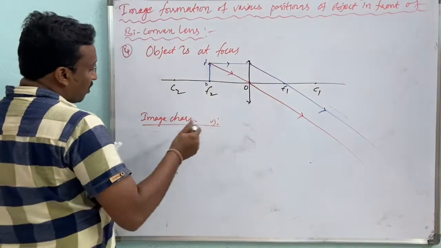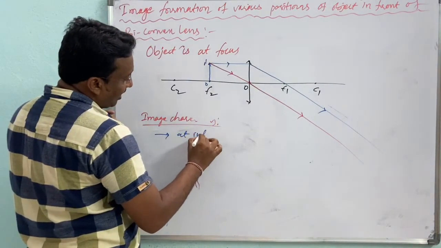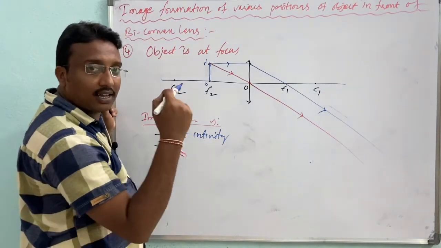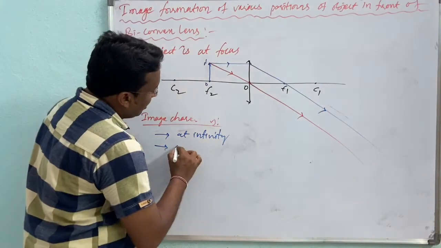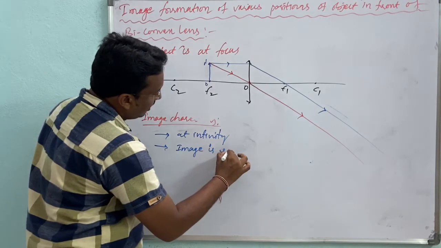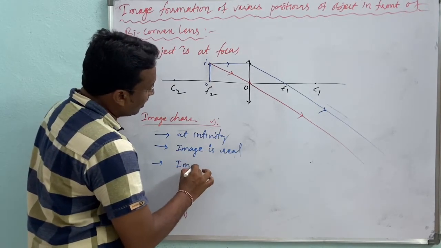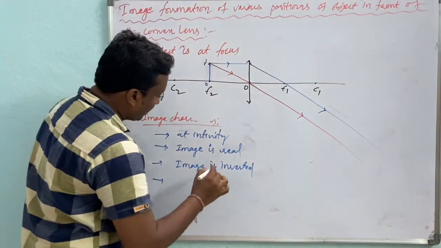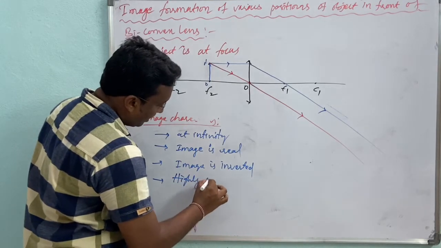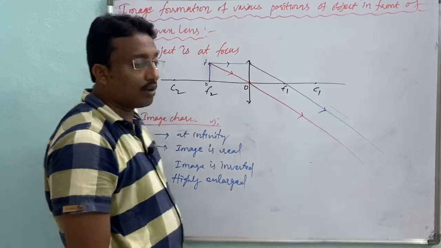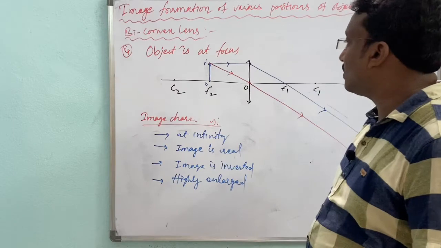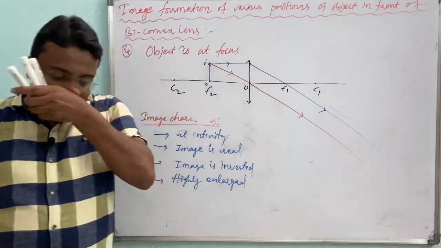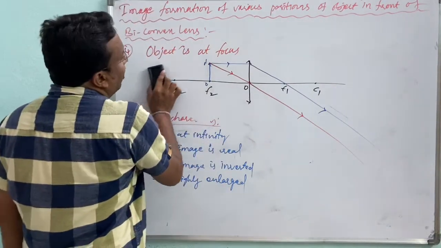Then we know that image is formed at infinity. Okay, right. It is forming with real refracted rays only. Then the image is real, and real images are inverted. Image is inverted. It is formed at infinity, so its size is highly enlarged. Got it? Then if object is located at focus, then image is formed at infinity, real and inverted image, and it is highly enlarged image. It gives what image? Highly enlarged image.